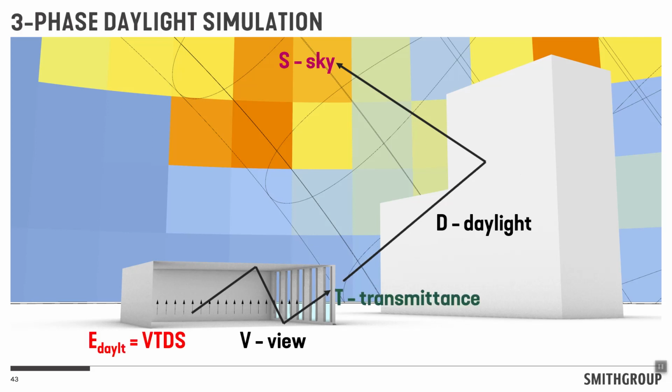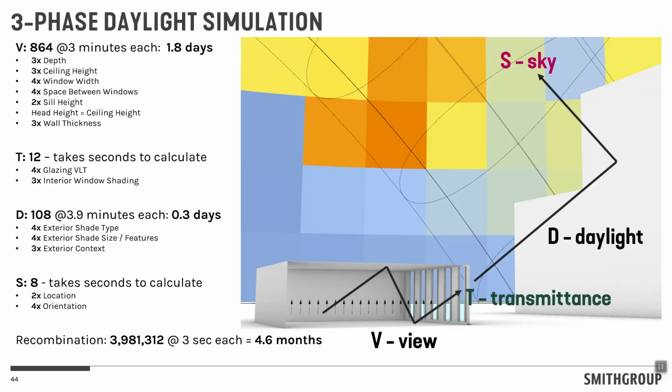So instead we can use, in this case, a 3-phase daylighting simulation, which means that we split the calculation into 3 parts. We measure how the light bounces from every point to the window. We measure how light goes through the window and the transmittance of the glazing. And then we measure how light goes from the window to the sky, how the context affects it. And by splitting it into these 3 different features, we're able to dramatically improve the performance.